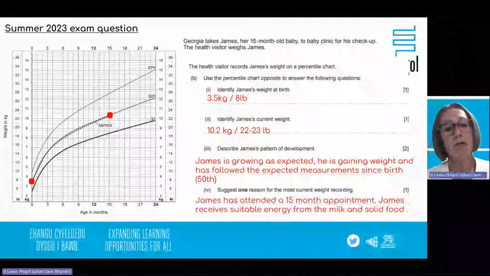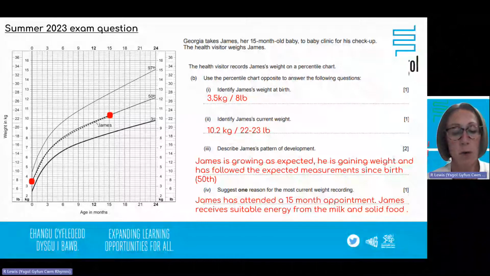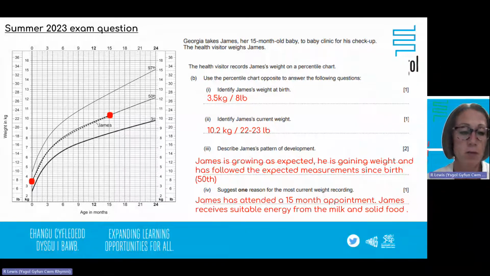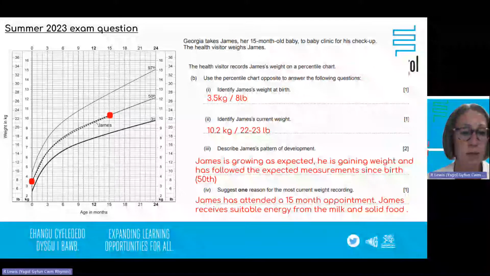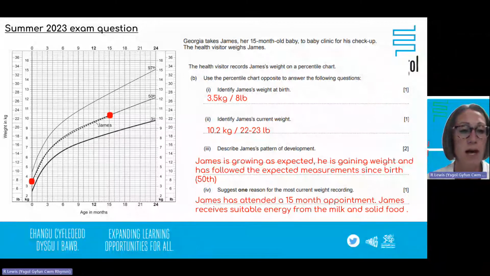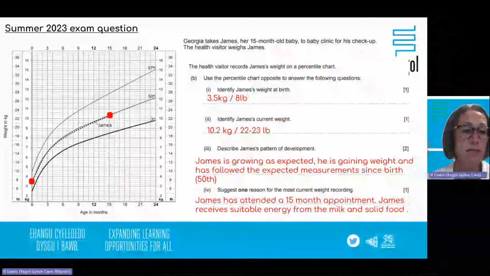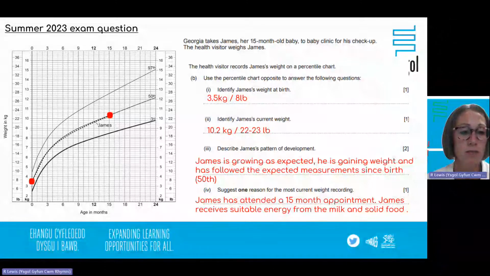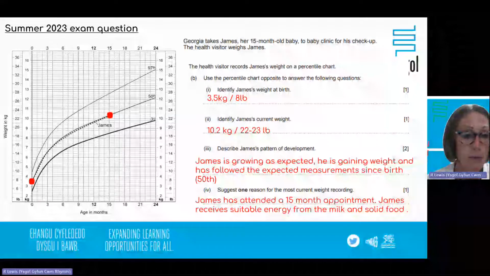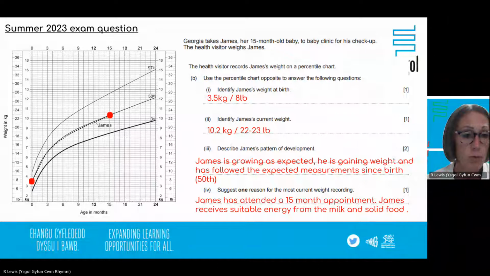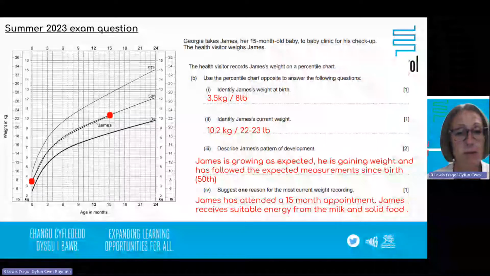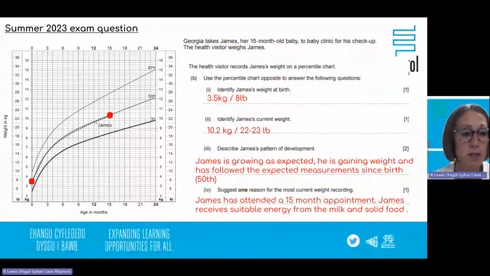Identify James's current weight. What you should have identified in the first part of the question is that James is 15 months old. Therefore we needed to go across the bottom till we got to 15 months old, and then all the way up to James. Some students took the readings from here, some from here. We need to get on James, which was right here, and then take our ruler and go across to appreciate that he was about 10.2 kilograms and between 22 and 23 pounds.